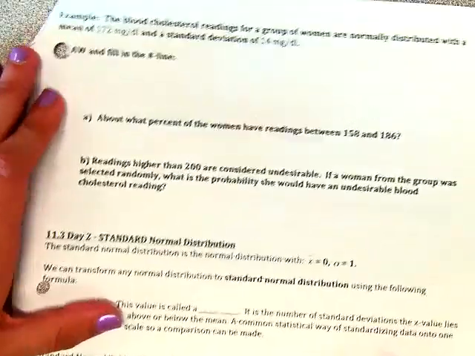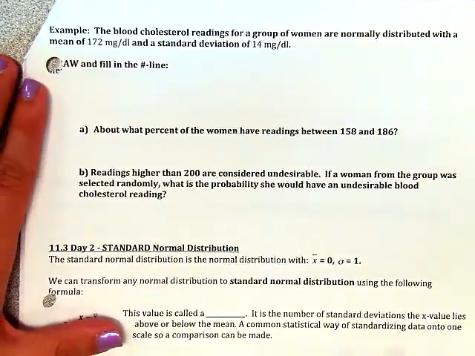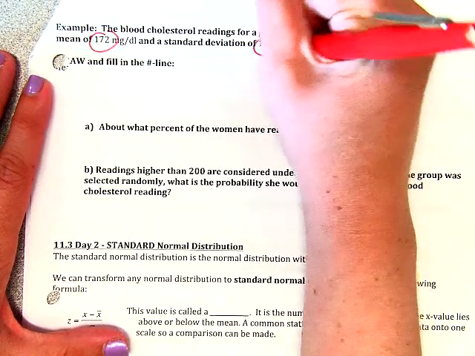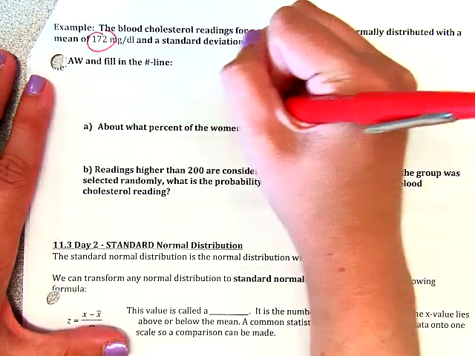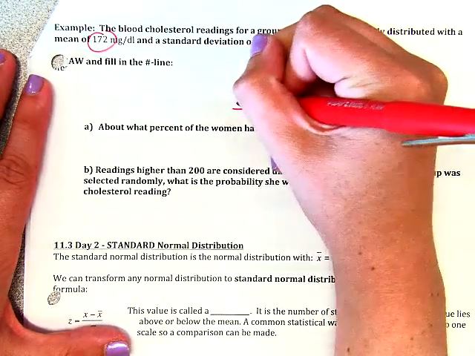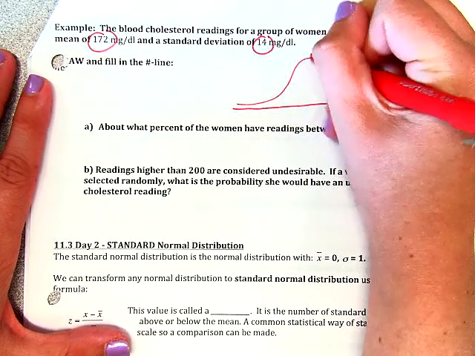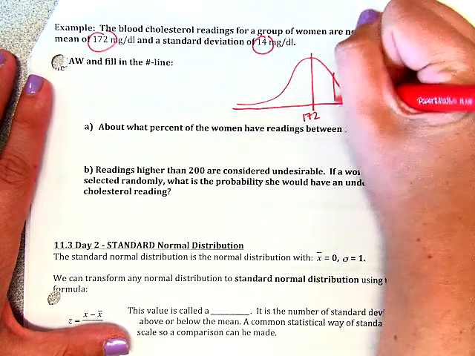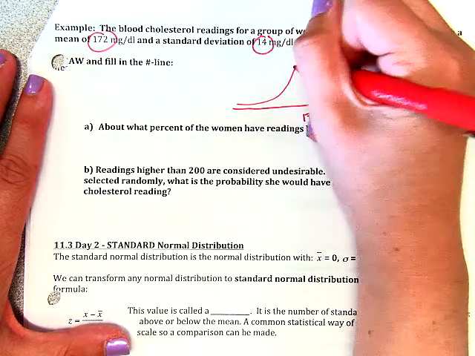Now let's set up our own. It says the blood cholesterol reading for a group of women is normally distributed with a mean of 172 and a standard deviation of 14. So you're going to start by drawing your curve. I'm going to draw a nice curve, put my mean in the middle, 172, and do 1, 2, 3 on each side.